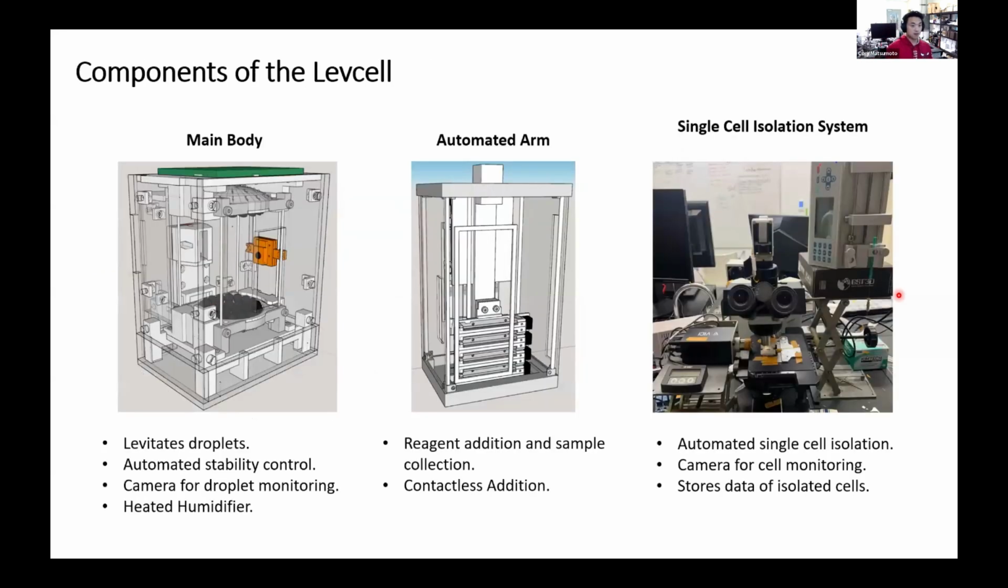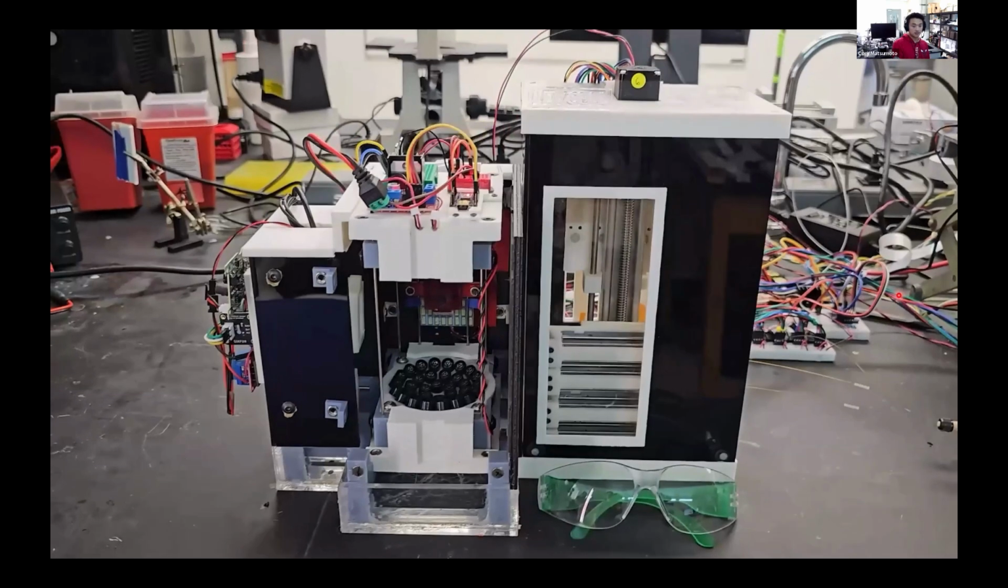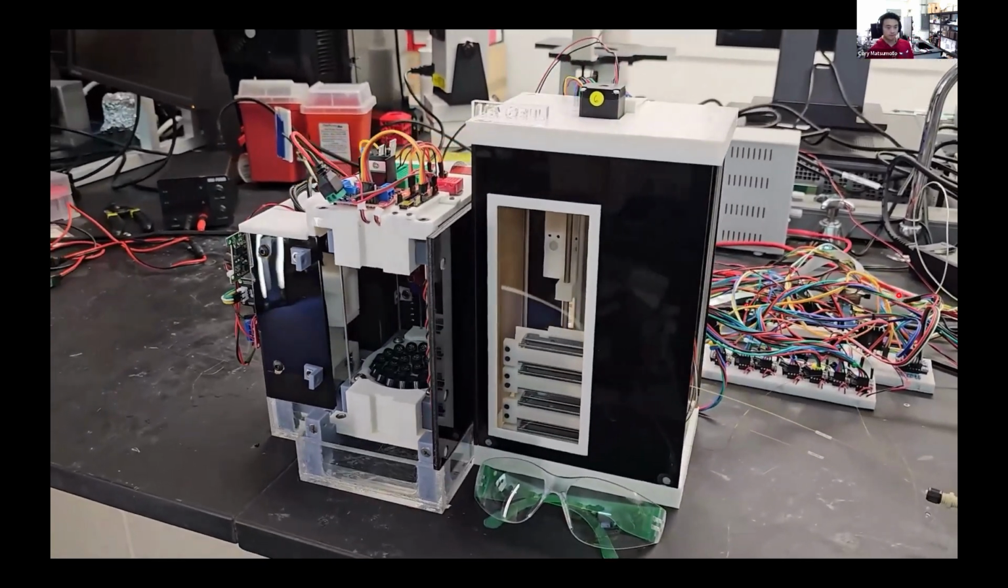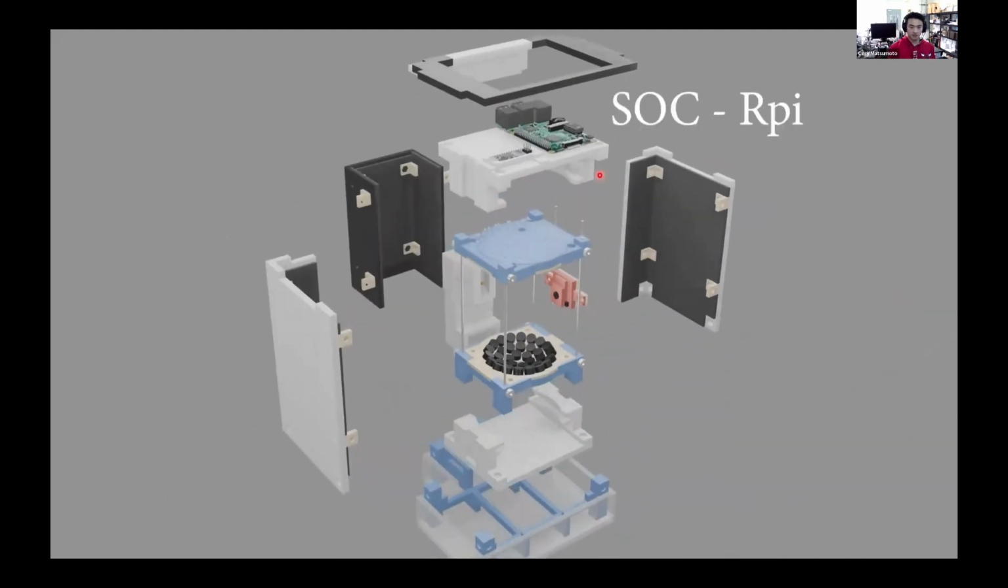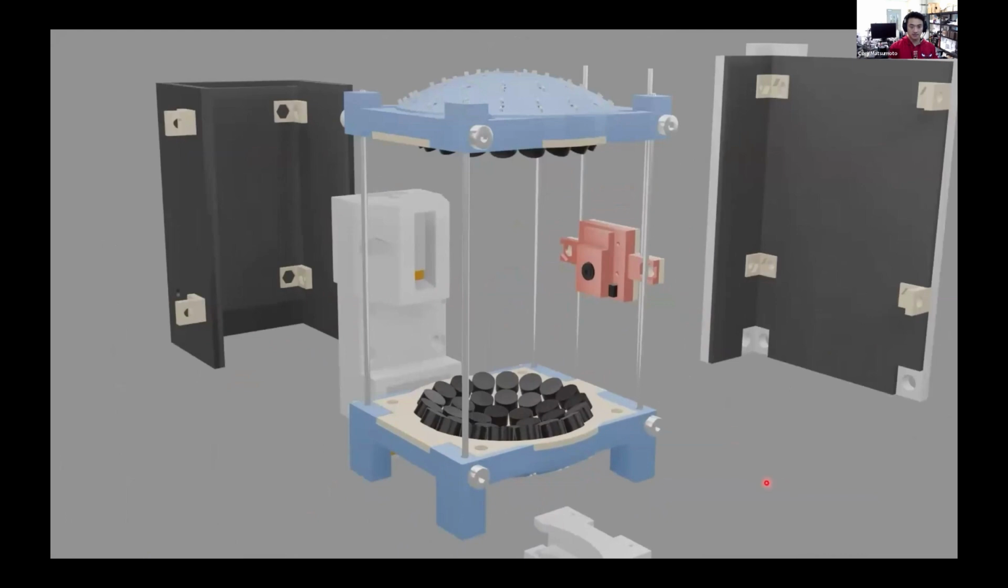So now let's get into the main components of the left cell. We have the main body, the automated arm, as well as the single cell isolation system. So let's focus on the first two. And to do that, here is a video with the main body to the left and the automated arm to the right. And so if we take a closer look at the main body, on the top, we have our SoC, which is our Raspberry Pi, which processes all the settings and controls it autonomously. We have the transducer base in blue, the camera in red, and the temperature-controlled humidifier to the left.